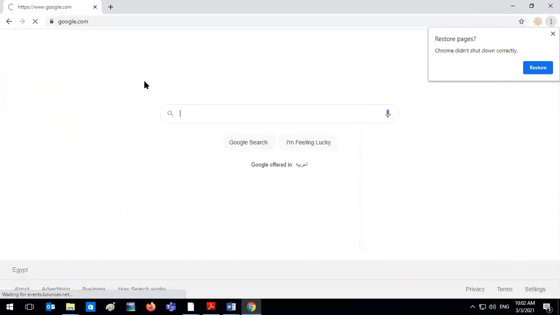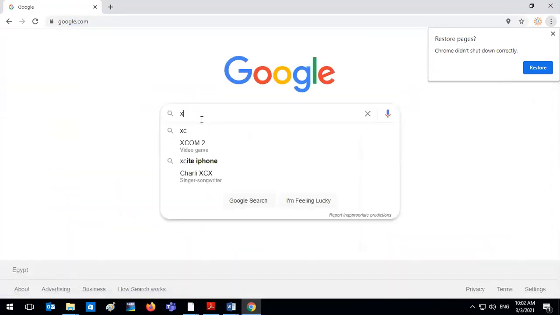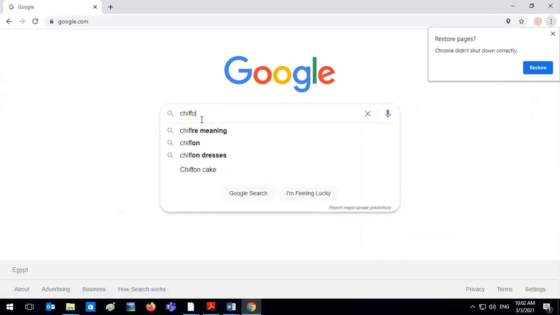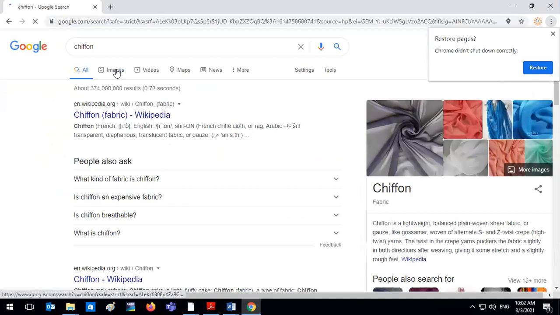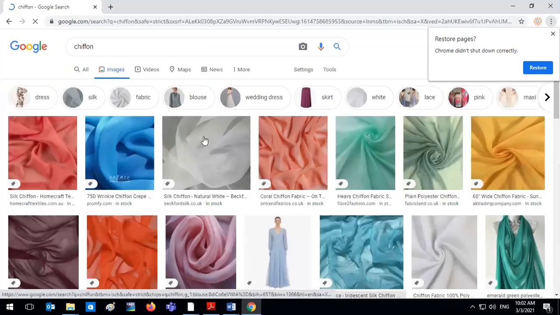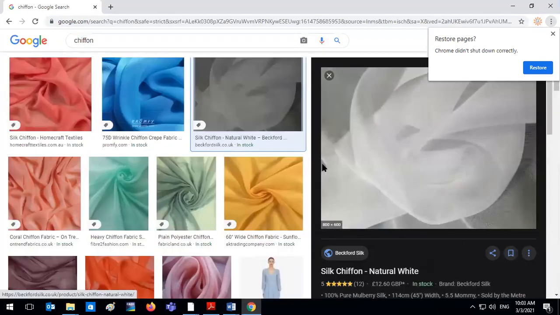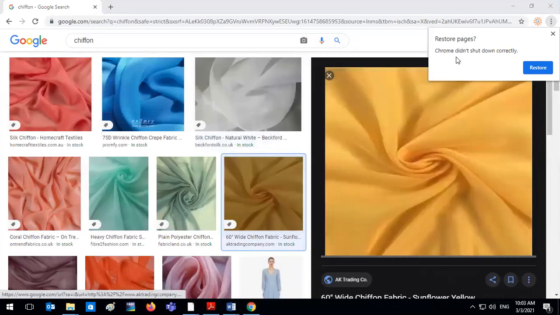Chiffon is a type of fine cloth. Yes, like fabric. Exactly. This fabric is the material of the dress that Katie wore on her first day of school. Okay, this is the material. She actually wore a yellow dress, a yellow chiffon dress. This is the material that it's referring to.